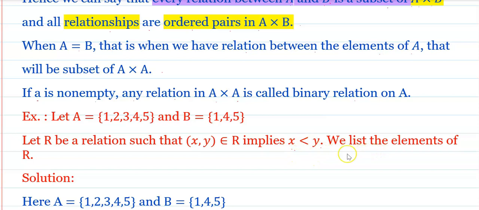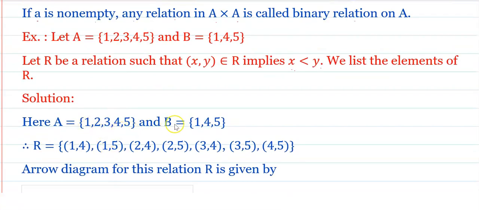We list the elements of R. Now A is 1, 2, 3, 4, 5 and B is 1, 4, 5. The relation we need is 1 is less than 4, 1 is less than 5. Therefore (1, 4), (1, 5).